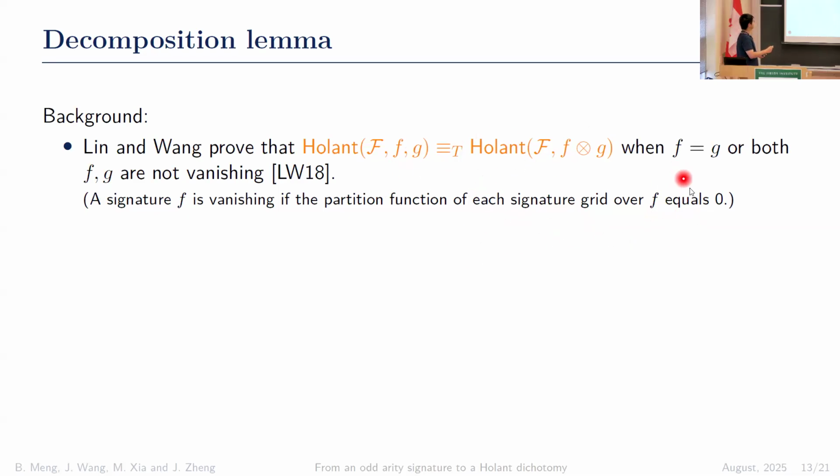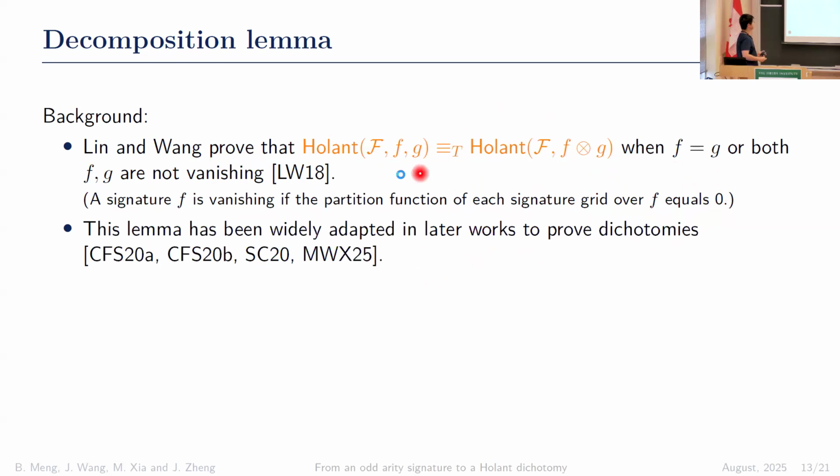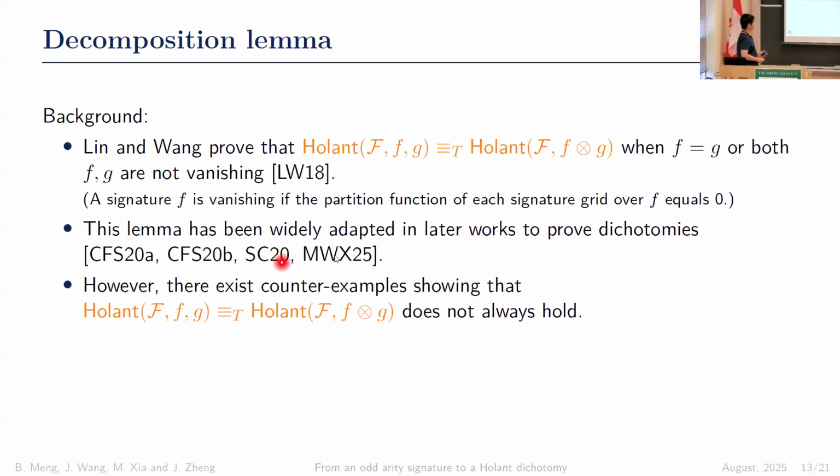And if F equals G, or both F and G are not vanishing, where vanishing means that if each signature grid over it equals 0, then it is vanishing. So if it satisfies these conditions, then this statement holds. And this lemma has been widely adopted in later works to prove dichotomies. However, for the complex-valued case, this is not always true due to the existence of vanishing signatures.